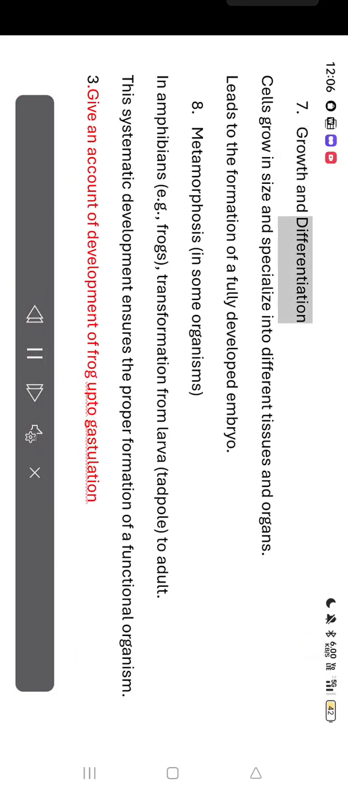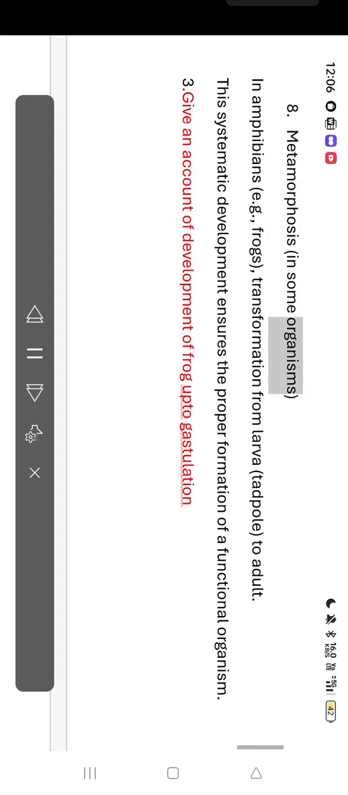Growth and differentiation. Cells grow in size and specialize into different tissues and organs. Leads to the formation of a fully developed embryo. Metamorphosis, in some organisms. In amphibians, e.g., frogs, transformation from larva, tadpole, to adult. This systematic development ensures the proper formation of a functional organism.